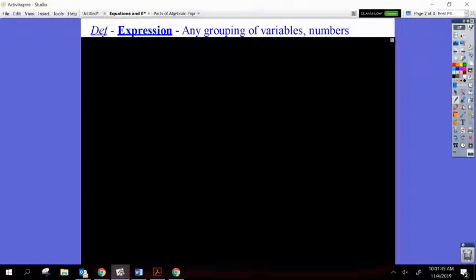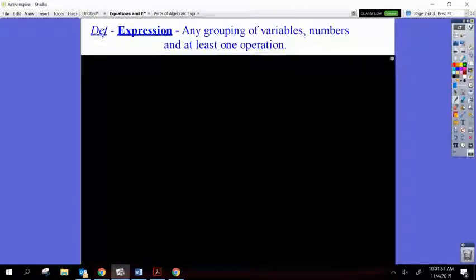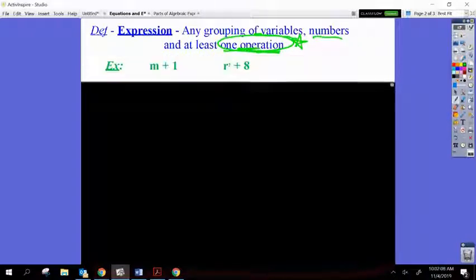An expression, very important definition for us. An expression is any combination or grouping of variables and/or numbers. Don't have to have both, but you have to have one of the two with at least one math operation. Now, this is the key of the whole thing. If you don't have a math operation, you don't have an expression. You could have just variables and no numbers. You could have just numbers and no variables. But if you don't have a math operation, you don't have an expression.